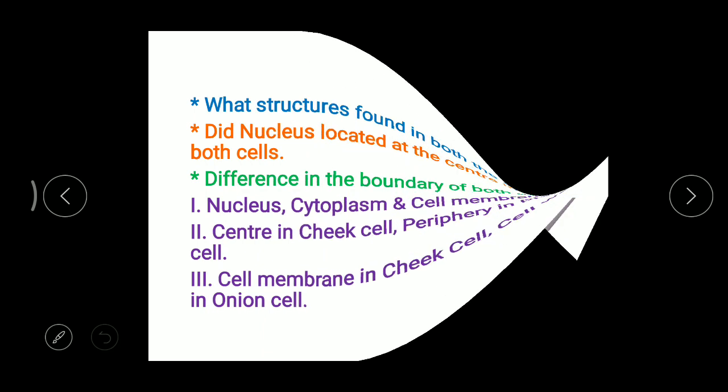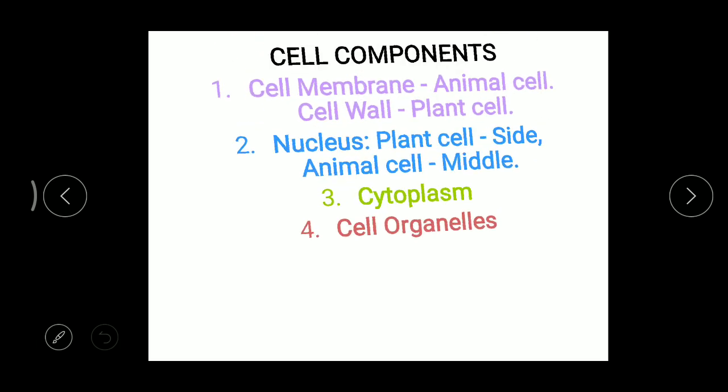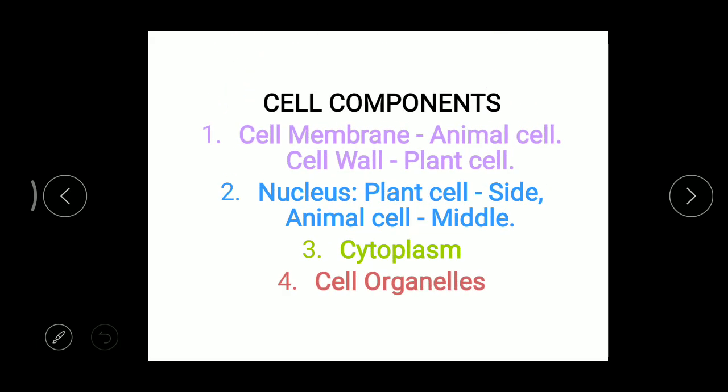So these are the answers. Then when we come to the next one, cell components. What are cell components? That means what can you see inside the cell, and what are the various parts we can find in a cell? The first one is the cell membrane. Already we discussed this, right?